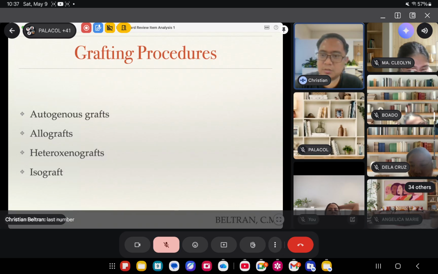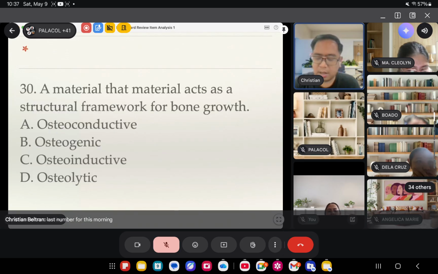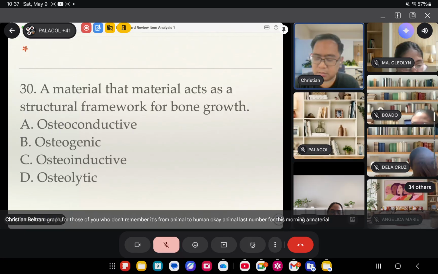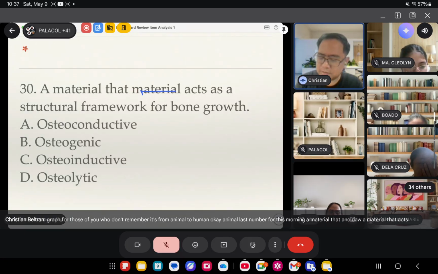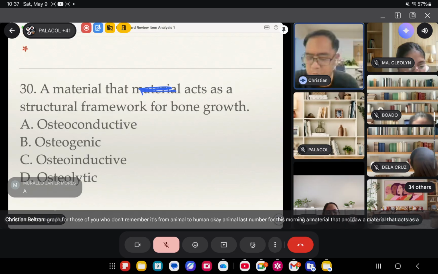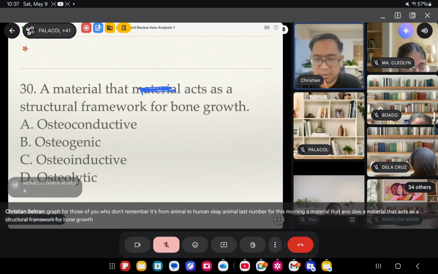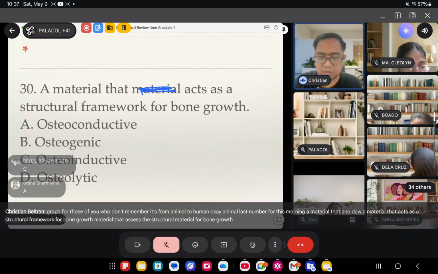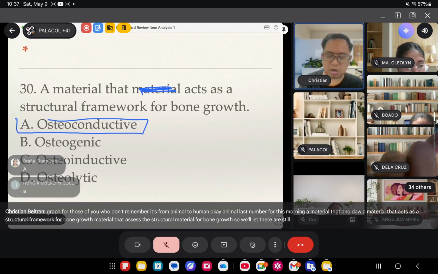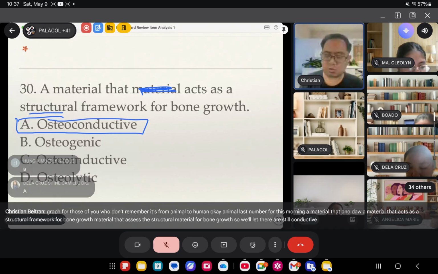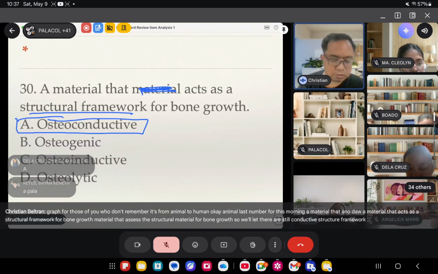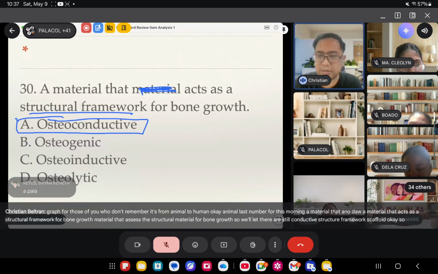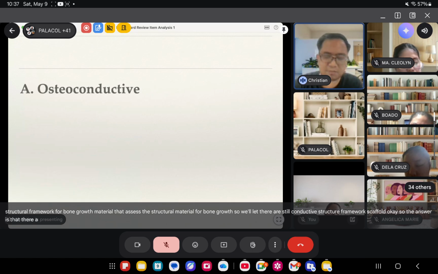Last number for this morning, a material that acts as a structural framework for bone growth. Material that acts as structural material for bone growth. So letter osteoconductive. Structural framework, scaffold. Okay, so the answer is letter A, osteoconductive.